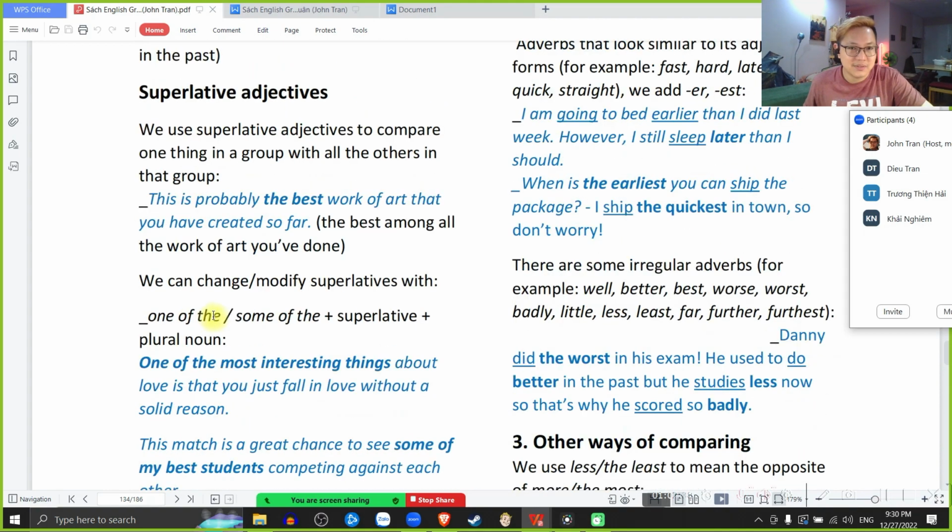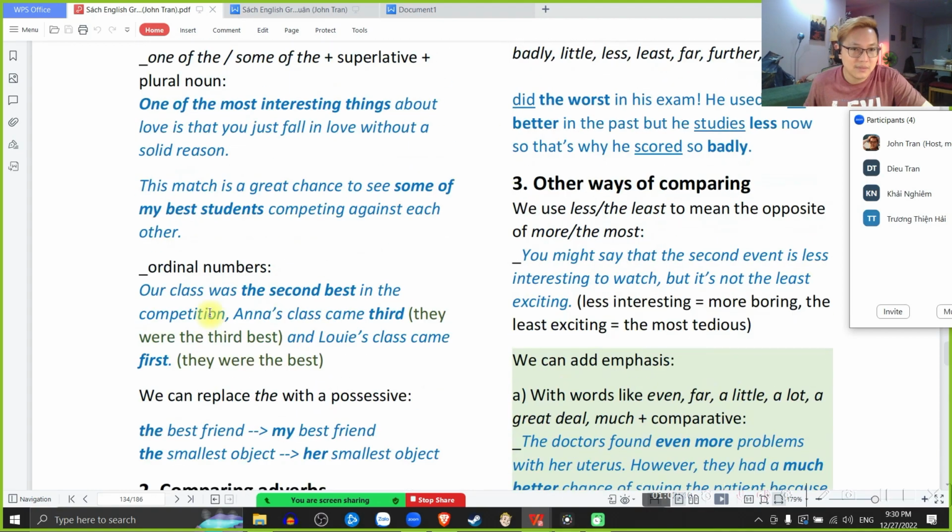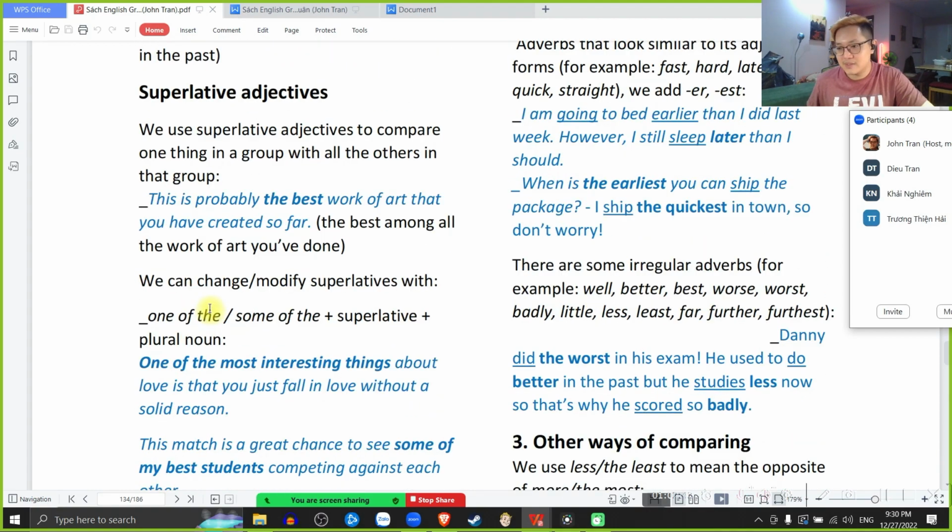Next, superlative adjectives. Let's see, read the whole sentence. Superlative adjectives. We use superlative adjectives to compare one thing in a group with all the others in that group. This is probably the best work of art that you have created so far. The best work of art you have done.